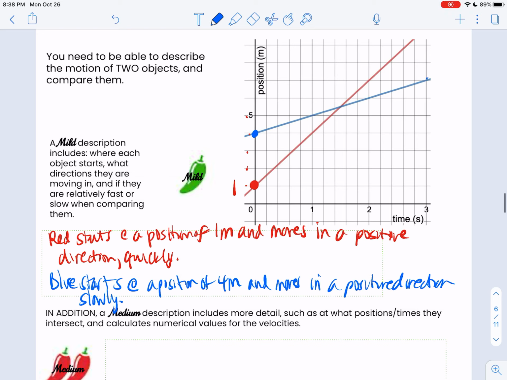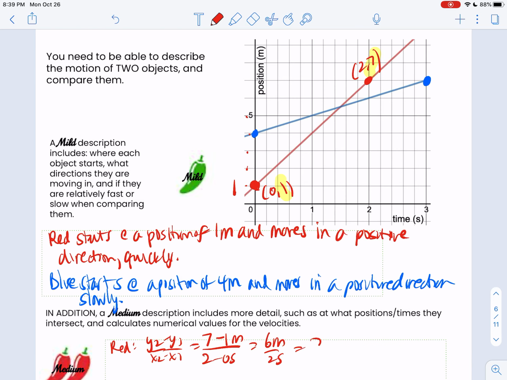If I want to find their velocities, I can find their slopes. Let's do red first. Red is going to be 0, 1. And then let's look for another nice point. This looks like a nice one: 2, 7. So red is going to be y2 minus y1 over x2 minus x1. So 7 minus 1 meters, that's my y's, and then 2 minus 0 seconds. So that's 6 meters in 2 seconds for a velocity of 3.